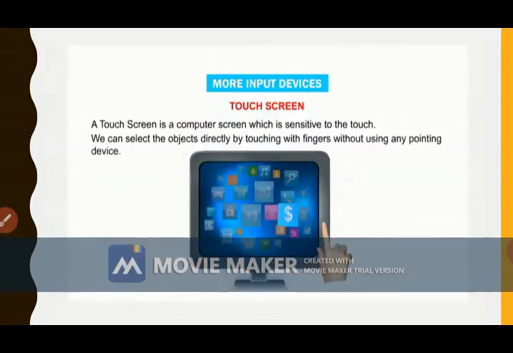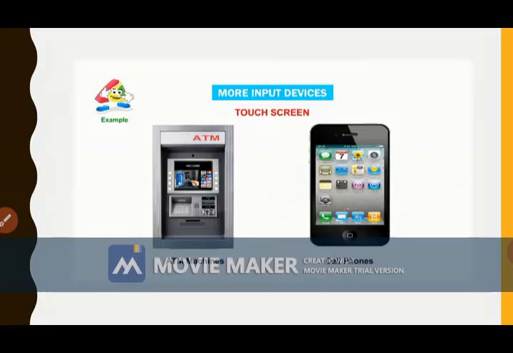Touchscreen. A touchscreen is a computer screen which is sensitive to the touch. We can select the object directly by touching with finger without using any pointing device. I give you example: ATM machine, cell phone.